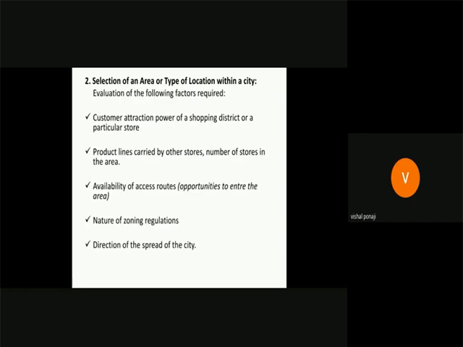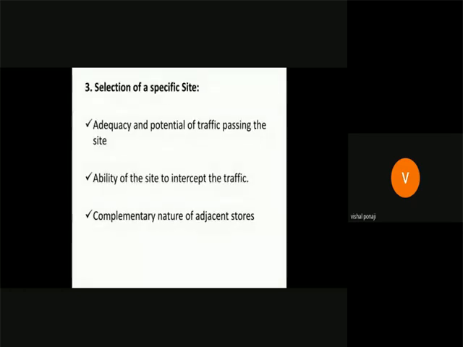Fine. So once you select a location, in that location you have to select a place, a site. See to it that there is adequacy and potential of traffic passing in front of that particular site, where more pedestrians or vehicles move a lot. That particular site has to have access to more pedestrians or traffic. Also, the site should help you intercept the traffic, as we say, so that traffic has to pass in front of that site somehow. See to it that they won't miss observing the retail store in that particular location.